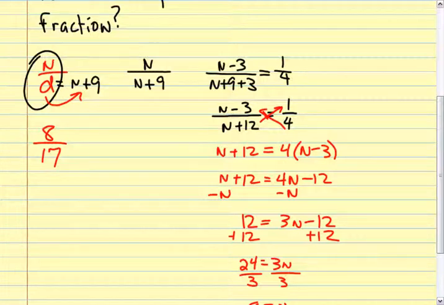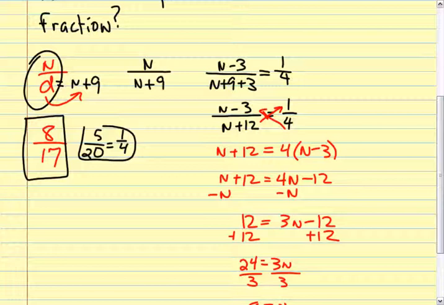Now let's see if our fraction satisfies the conditions. They said if we decrease the numerator by 3, well, that would make it 5. And we increase the denominator by 3, which would make it 20. Okay? Does that give us 1/4? Sure, it does. All right? So our answer is 8 over 17.